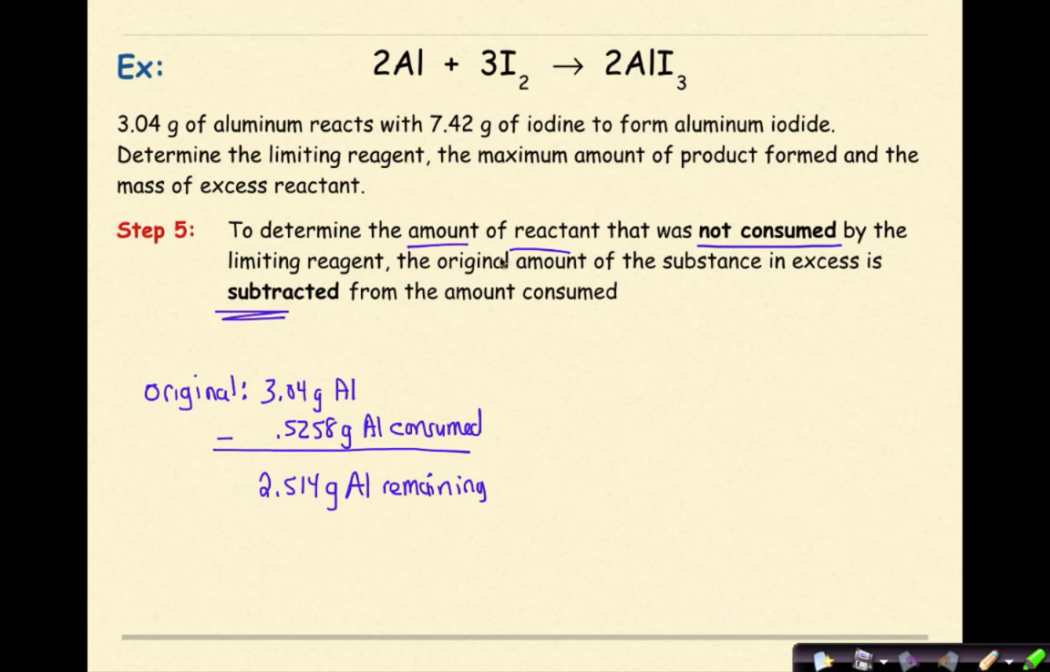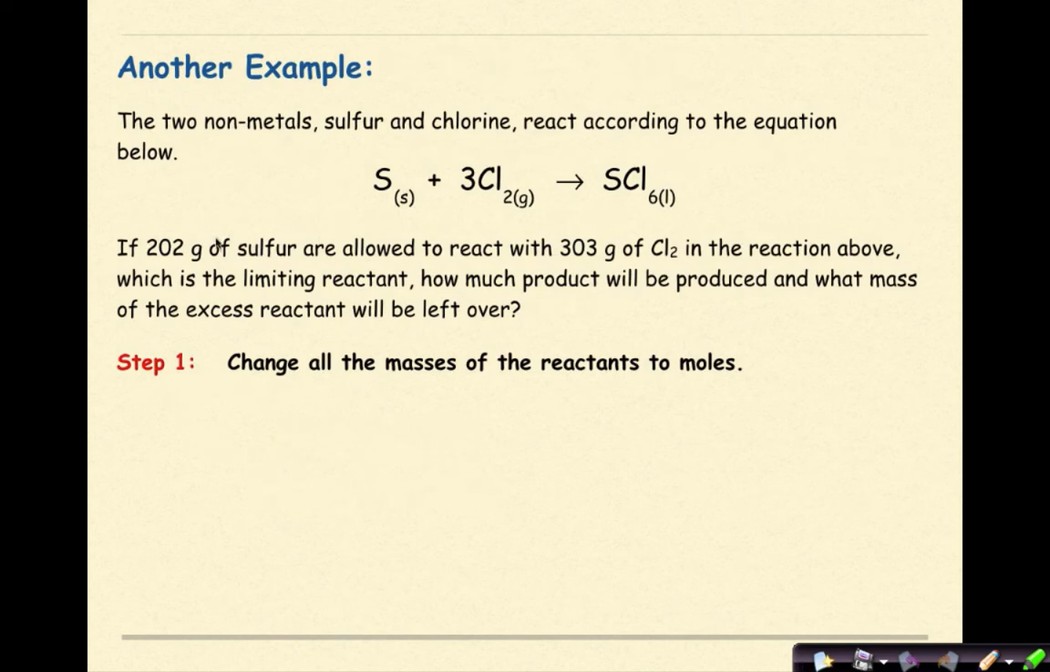So in this problem, we have figured out the limiting reagent, the theoretical amount of product produced, the amount of the other reactant that was used during the reaction, and the amount of the reactant that was not consumed, how much of that was left over. Let's look at another example.